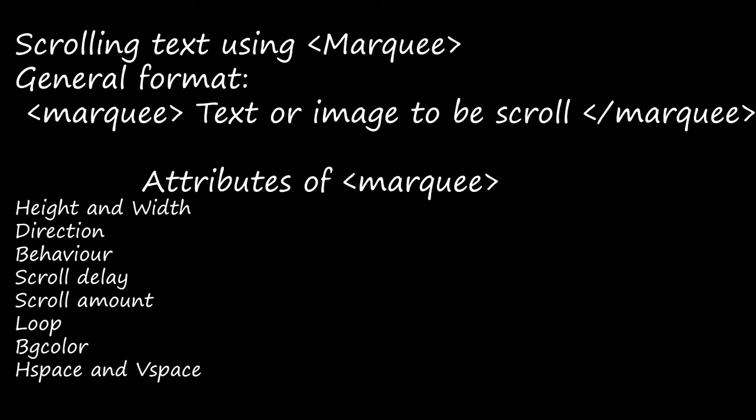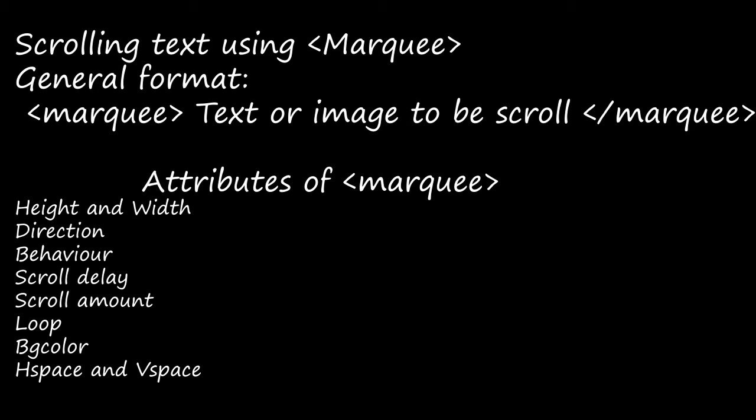Like that you can give any direction you wish, right? The next one is behavior. This attribute is used to specify the type of scrolling. Here the values are scroll, slide and alternate. That means you can use this behavior attribute along with marquee and give scroll or slide or alternate. It will have some difference in each, right?